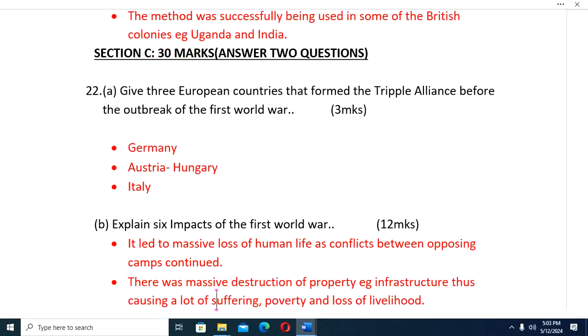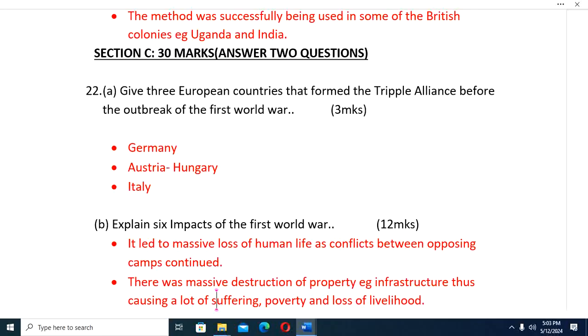Let's go to the next one, and this one is section C, where you are only supposed to answer 2 questions. So before you start answering, read all the questions and see the ones that you have more points. Points are clear, and the number you require are enough so that you can now start writing your answers.